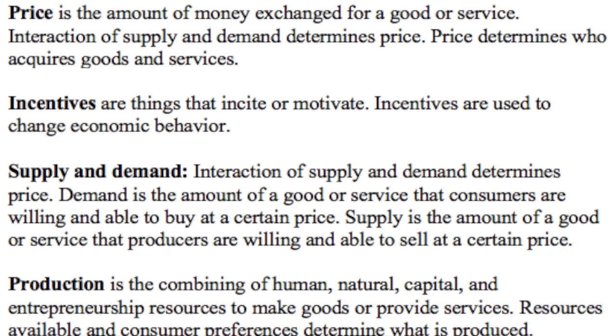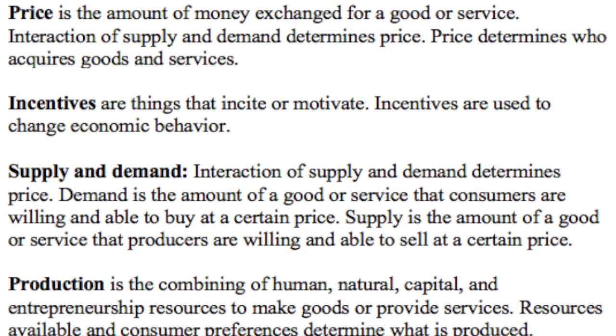Then we have supply and demand, which is the interaction of supply and demand that determines price. Demand is the amount of a good or service that consumers are willing and able to buy at a certain price. And supply is the amount of a good or service that producers are willing and able to sell at a certain price. Next, we have production.